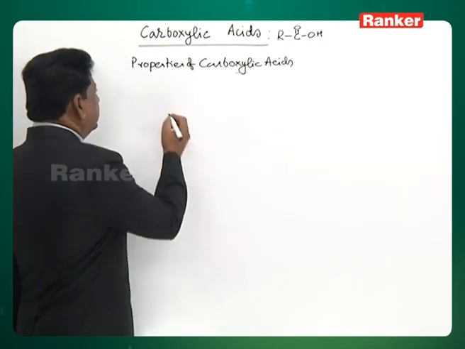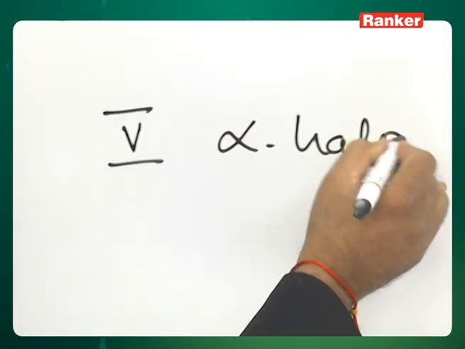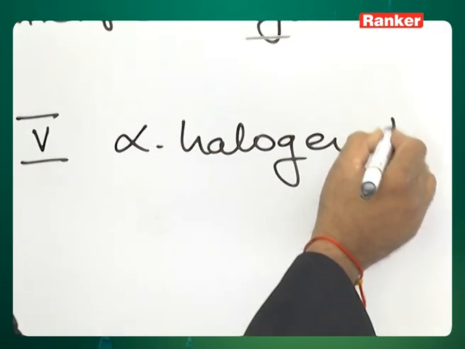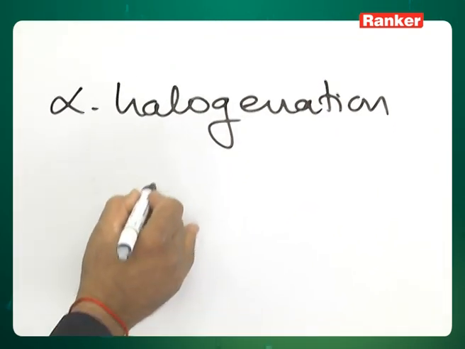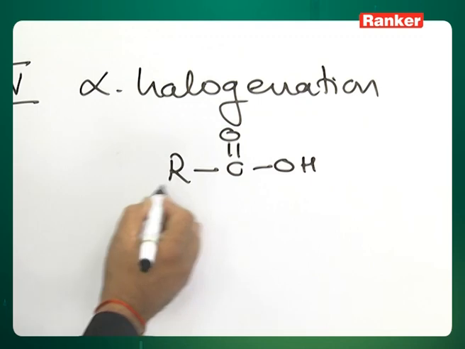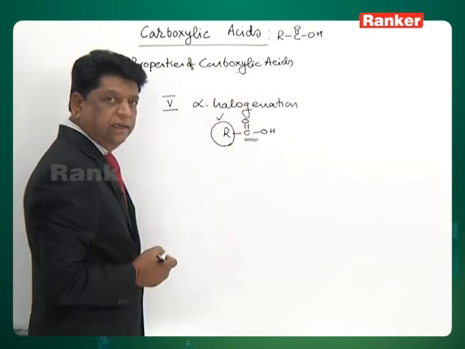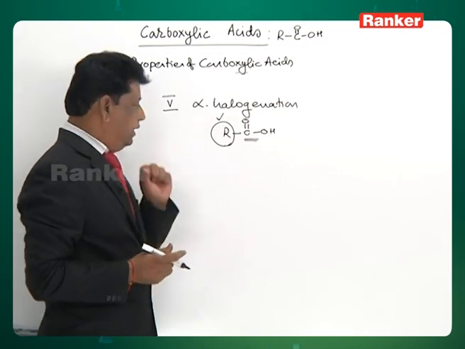So, the last reaction of the carboxylic acid is alpha halogenation. In the alpha halogenation, the R is undergoing influence by this carbonyl group. There is some reaction taking place in the R influenced by the COOH group.